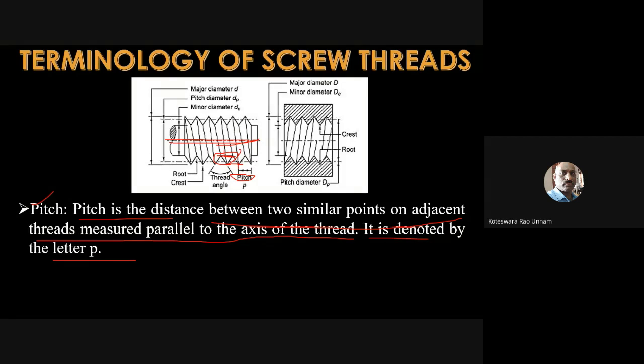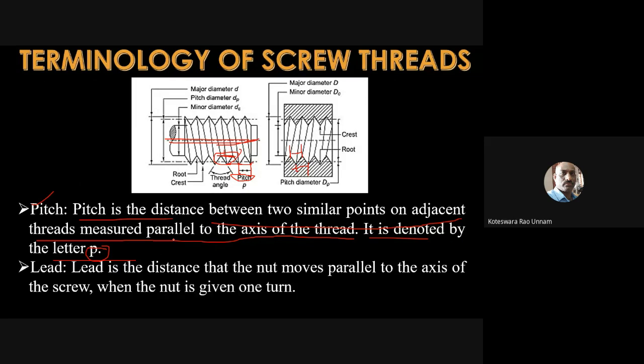Here you can see that he has taken the distance between two successive crests. Similarly here also you can take the same thing, two successive crests or successive roots. So that we call the pitch of the thread, which is generally denoted by small p.